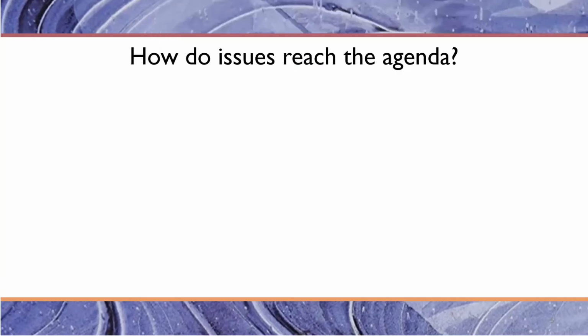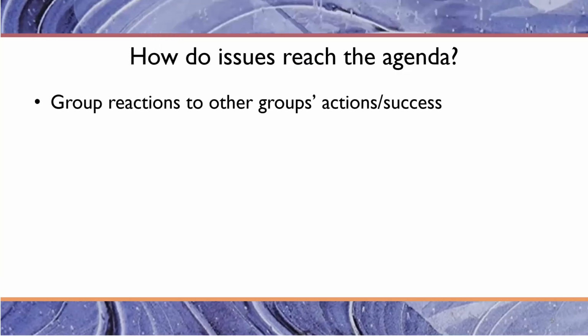They're trying to block it from the agenda. So how do issues reach the agenda? Well, groups react to other groups' actions or successes. So in the example of the NRA, if a gun control group says we should control guns, the NRA will say we shouldn't, and they react to their actions or their successes.